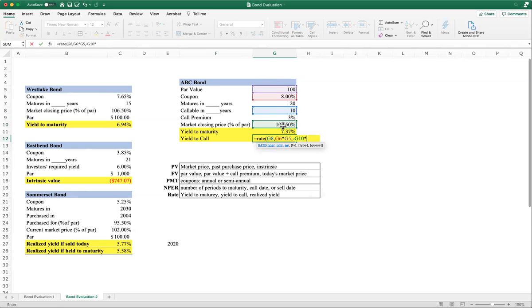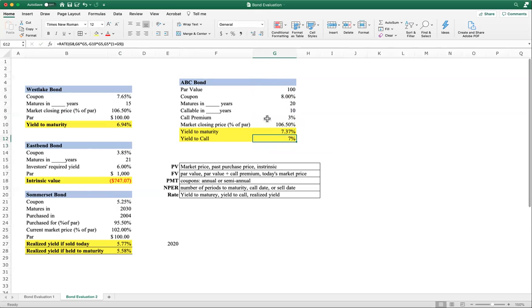106.05. 0.5% multiplied by the par value. And the future value, here's the key. The future value is the par multiplied by 1 plus the premium, because instead of 100, you're getting 100 plus 3% of the par. So you're getting $3 extra in this case, okay? So that's why you want to include that.